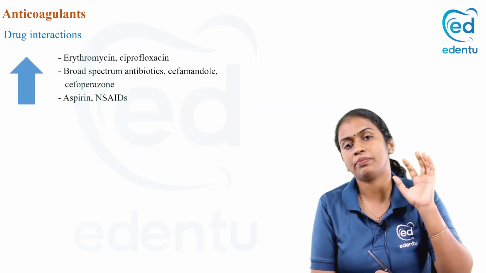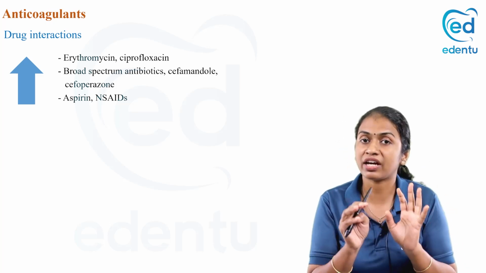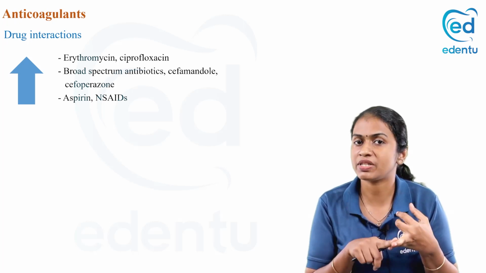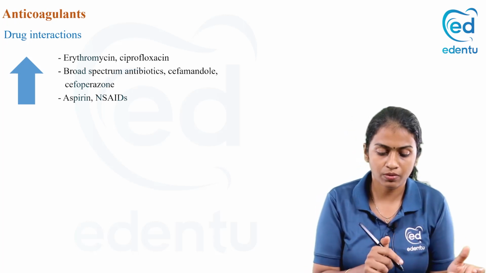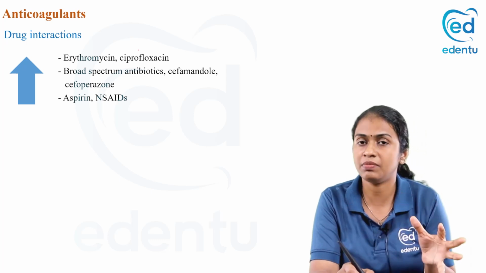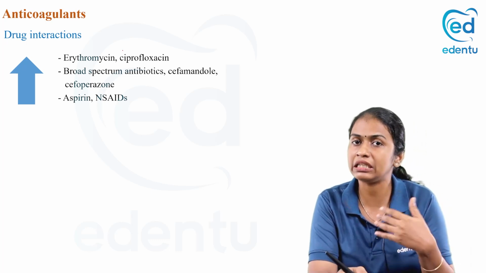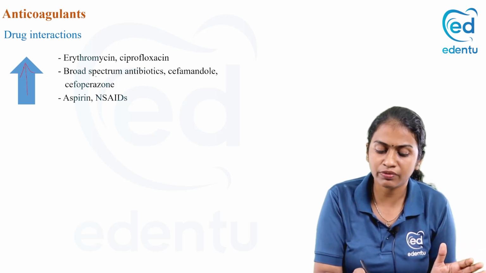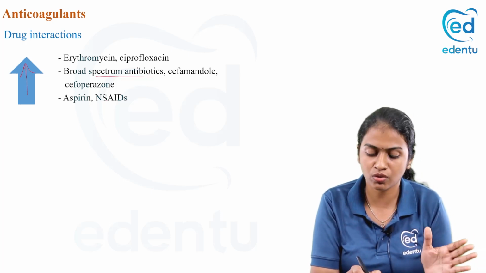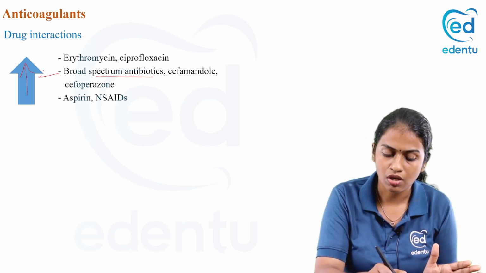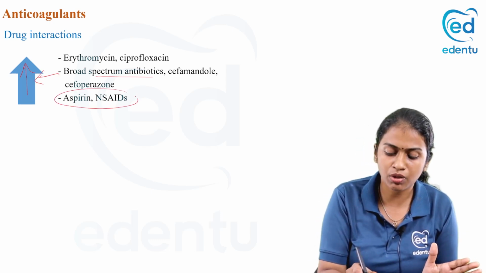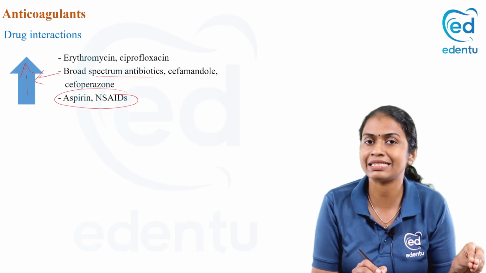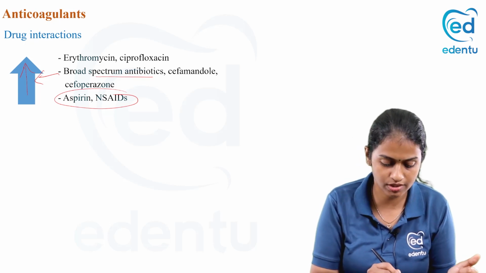And as I told, there are many drug interactions for warfarin. There are many factors that predispose to this drug interaction because it is highly protein bound, plus it is metabolized by CYP2C9. Okay, so enzyme inhibitors like erythromycin, ciprofloxacin can increase the concentration of warfarin and can lead to warfarin toxicity. Similarly, when you're using broad spectrum antibiotics, cefamandole, cefoperazone can also cause warfarin toxicity. Highly protein-bound drugs like aspirin and NSAIDs can displace warfarin from its protein binding site and can result in warfarin toxicity.